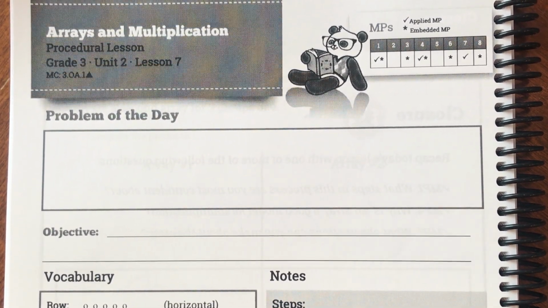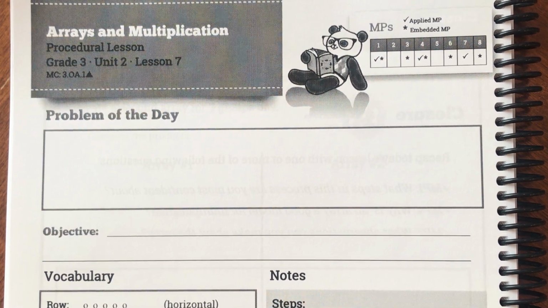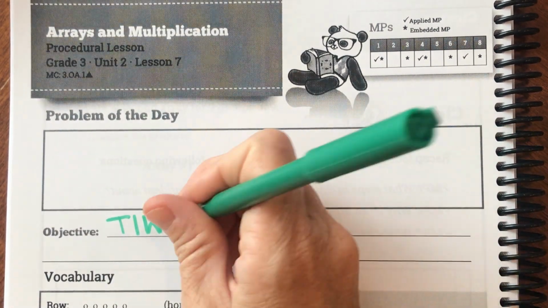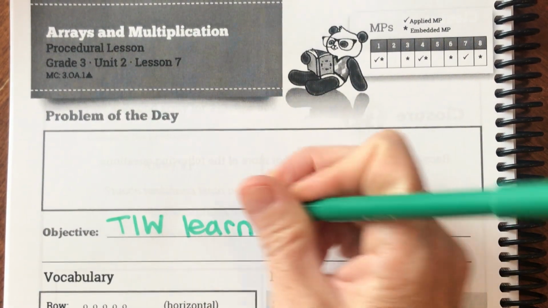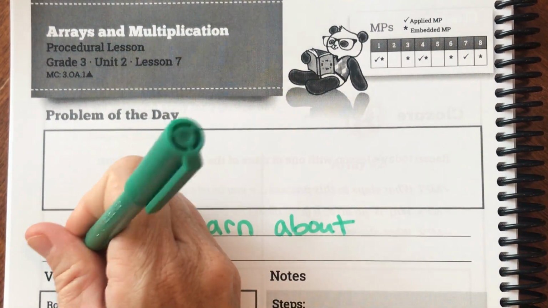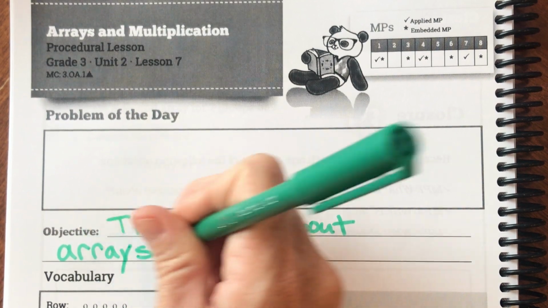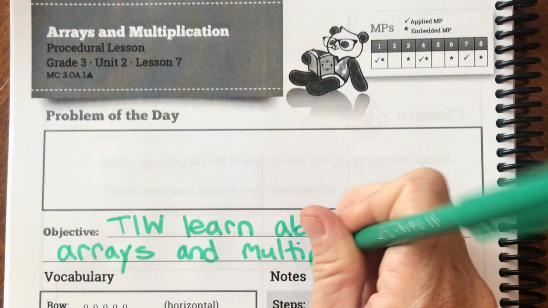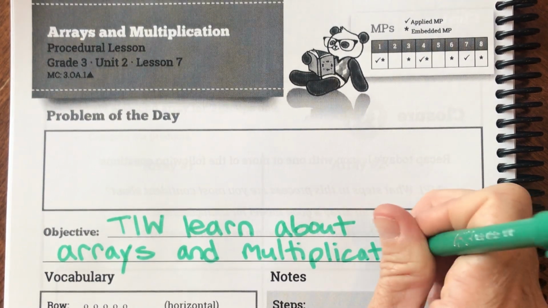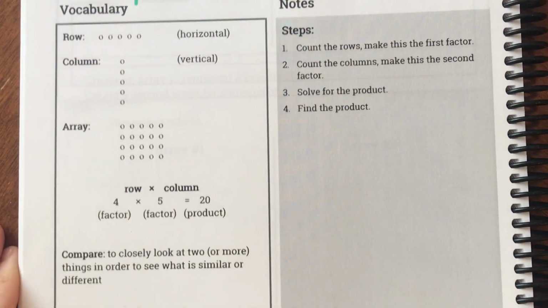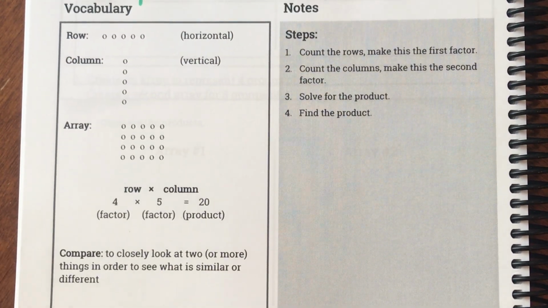Today we are on page 125, and our objective for the day is, today I will learn about arrays and multiplication, period. Okay. So our vocabulary and steps are very much the same as what we did yesterday.